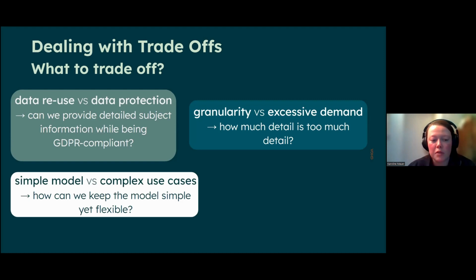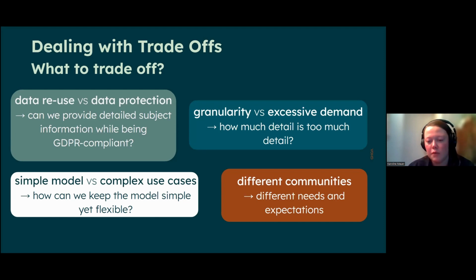Third, we want a simple model that is easy to understand and manageable, but at the same time, studies are increasing in complexity and our model needs to be flexible enough to capture also complex use cases. The fourth trade-off is that we serve different communities, which also have different needs and expectations, and we have to find a balance between these two.